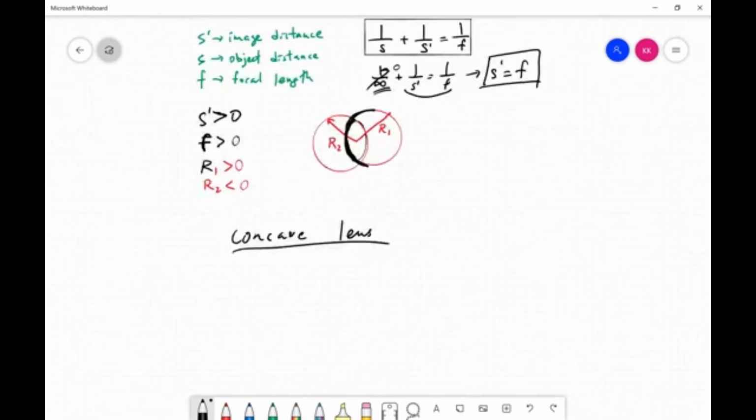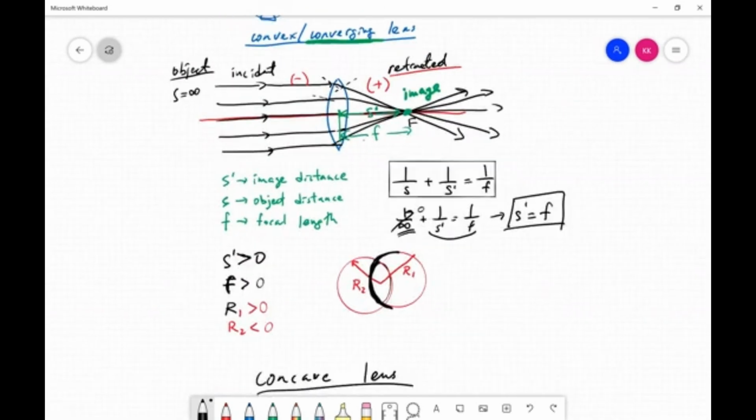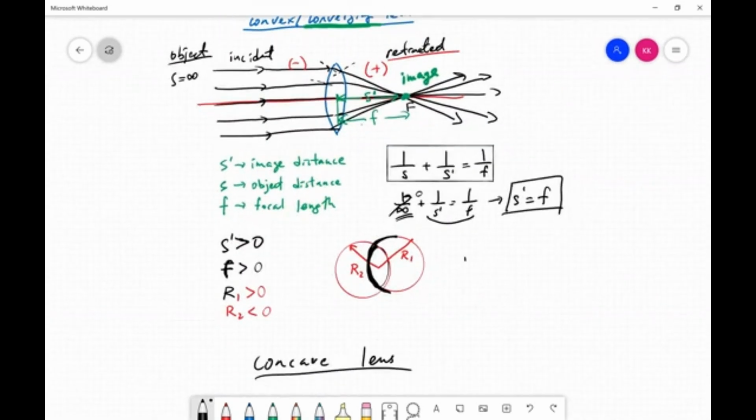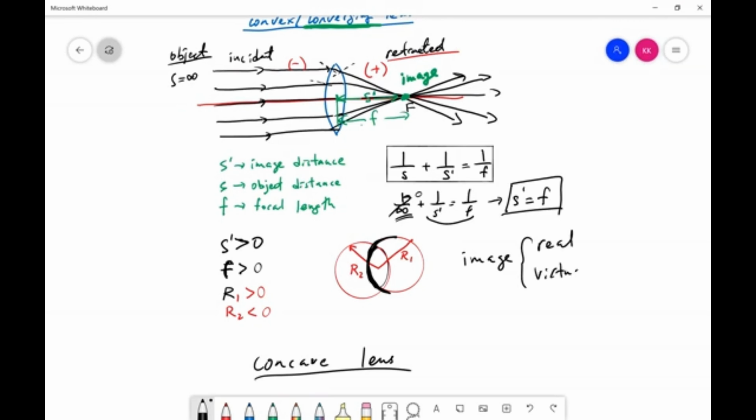Oh, by the way, also in terms of the image, remember, an image generated by mirrors or lenses can be of two different types. You can have a real image or a virtual image. So would this be a real image or a virtual image? What do you guys think?